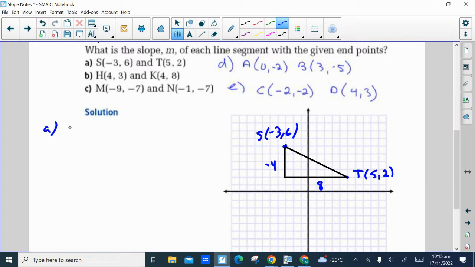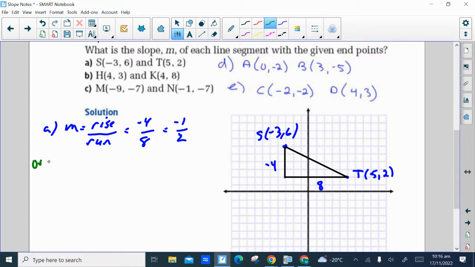So for part A, M, the slope is rise over run. Again, this is the formula that we're always going to be using. The way I did it, it was a rise of -4 over a run of +8. And because 4 and 8 are both divisible by 4, we can simplify this to -1/2. There's the slope of that line using the graph.